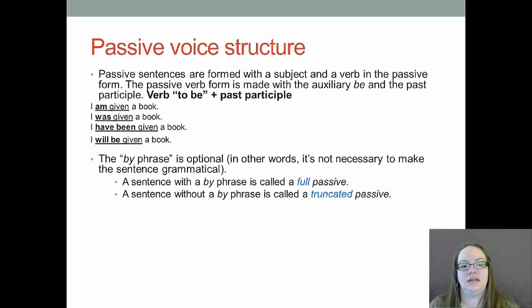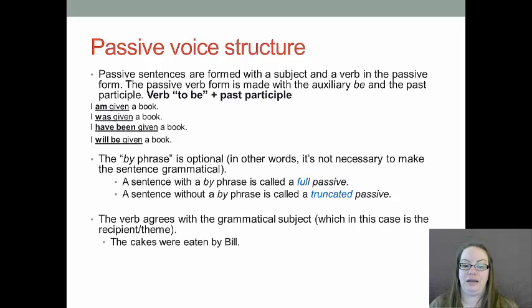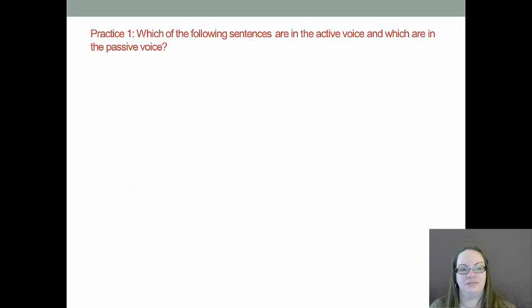And the by phrase is optional. We don't have to have the by phrase in order to make the sentence grammatical. So a sentence with the by phrase is called a full passive. A sentence without a by phrase is a truncated passive. So the sentences above are all truncated passives because they don't indicate who actually gave the book. The verb agrees with the grammatical subject, which we already covered. Something like the cakes were eaten by Bill. By Bill is that by phrase that gives us the full passive.